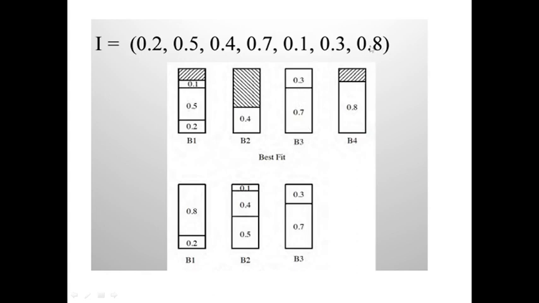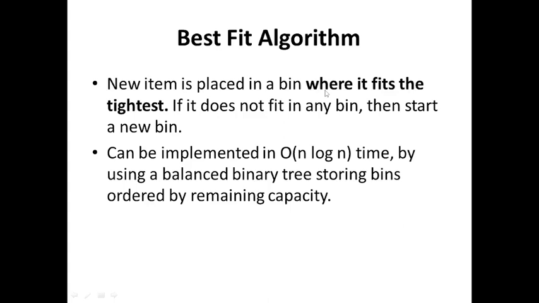And then finally 0.8, which cannot be placed in bin 1, bin 2 or bin 3, so a new bin will be created. This is the best fit algorithm. And it takes O(n log n) time by using a balanced binary tree sorting bins by remaining capacity. Thank you very much.